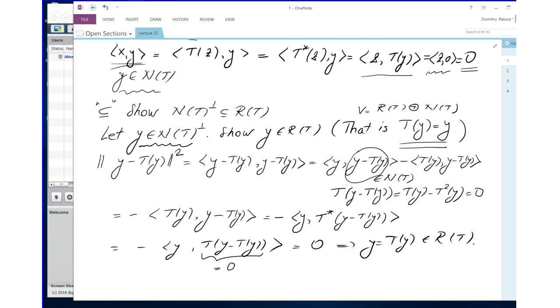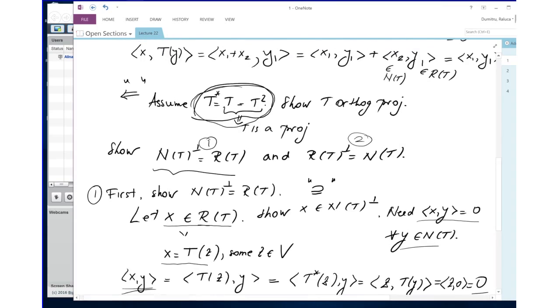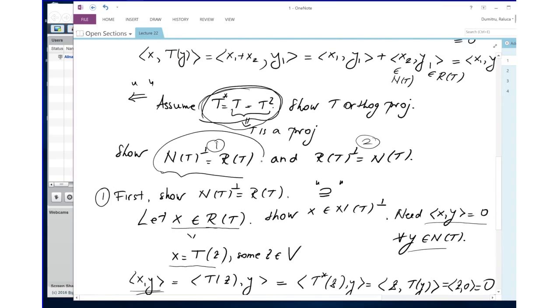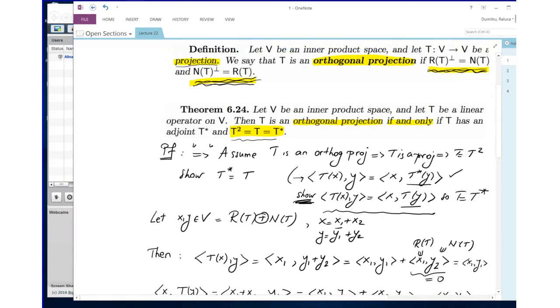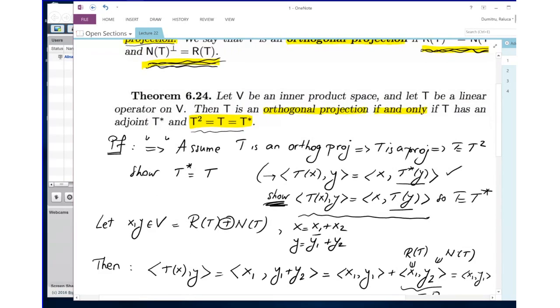All right, so what have we proved? We proved this first identity here, number 1. Number 2 will be very, very similar, so I'm just going to skip that. You just go both directions, both inclusions, with the same idea. So let's move on. We now have a characterization of what an orthogonal projection is. All you have to check is that T is self-adjoint and that T equals T squared.